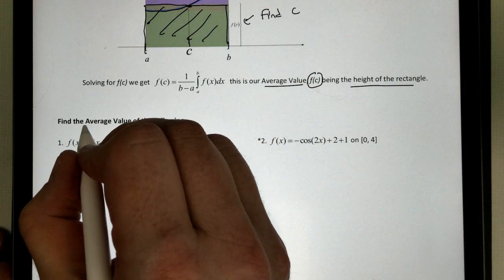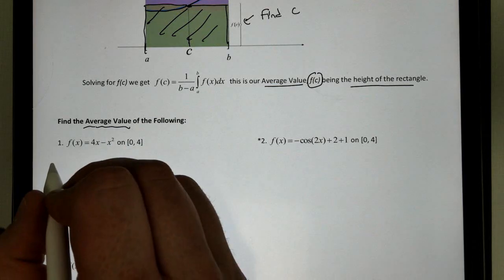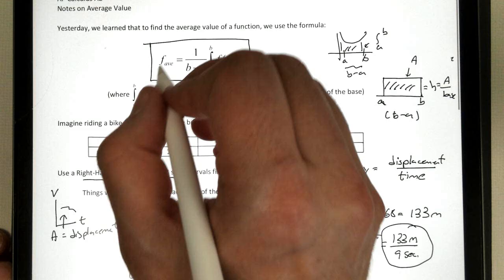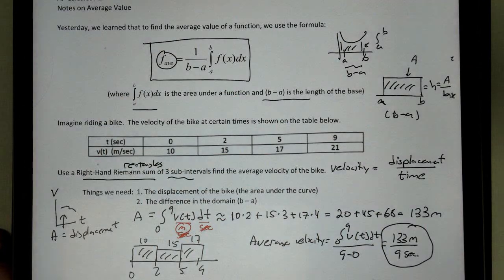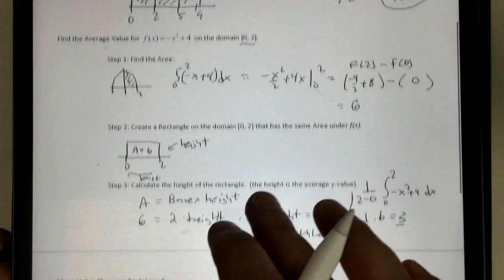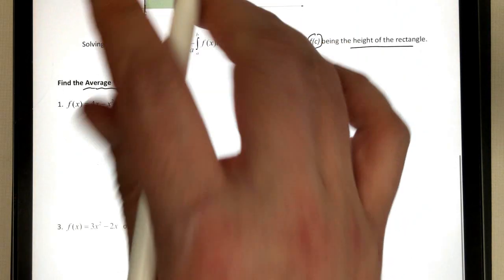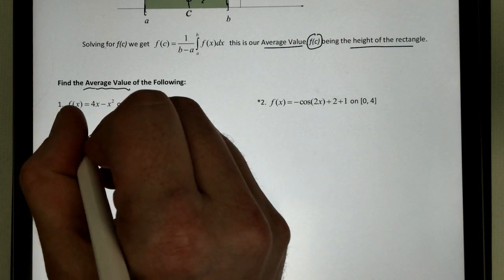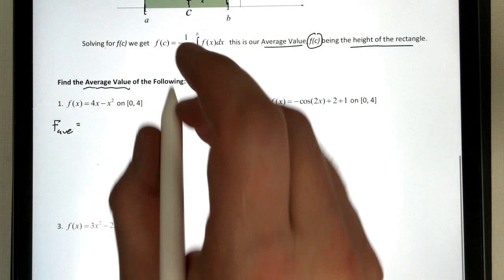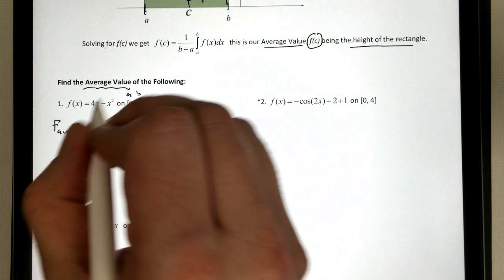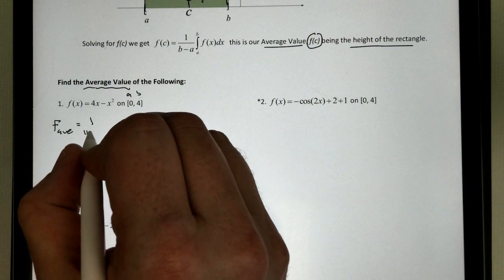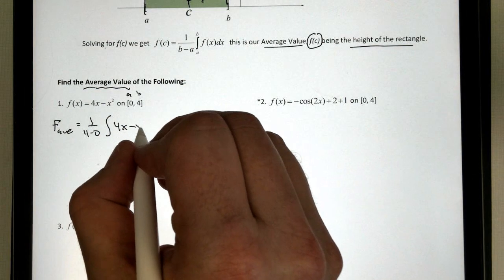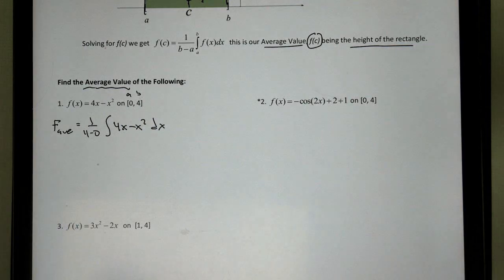So they will say, find the average value, and there is a formula for it. Notice up here, one thing we like to call it is our fave. So that's a little notation that we use. So when we write this, we actually call this f sub fave. My rule says take 1 over b minus a. Well, there's a and b. 1 over 4 minus 0 times the integral of our function, 4x minus x squared dx. We're just going to use our formula here.